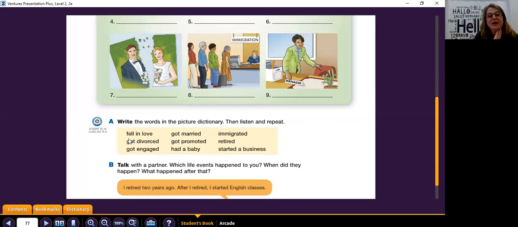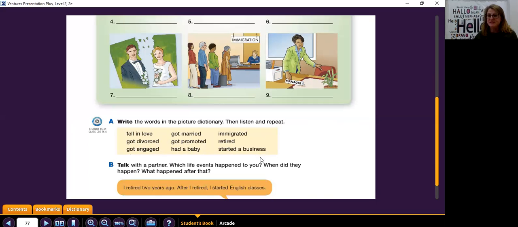Read with me. Fell in love, got divorced, got engaged, got married, got promoted, had a baby, immigrated, retired, started a business.